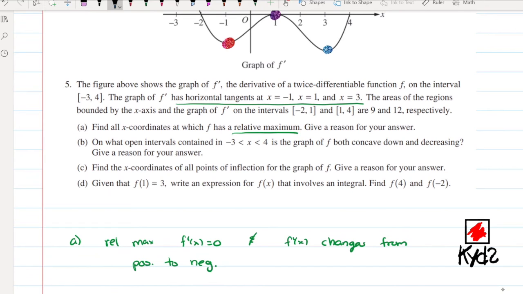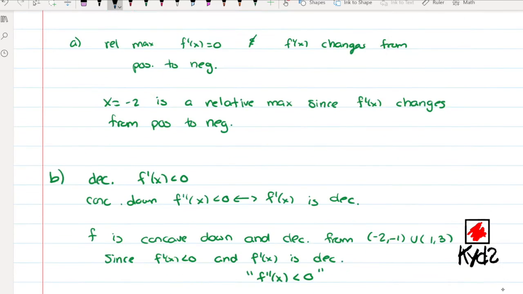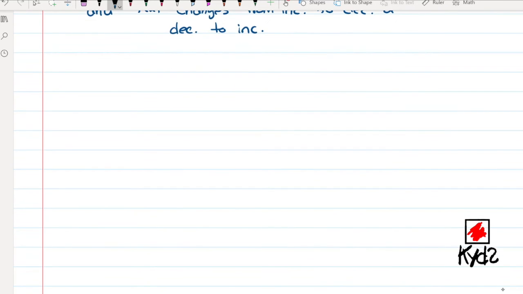Part D, given that f of 1 equals 3, write an expression for f of x that involves an integral. Then find f of 4 and f of -2. All right. So our goal here, we know that f of 1 is equal to 3. This is going to be one value of each integral. And then we want to find f of 4 and f of -2.